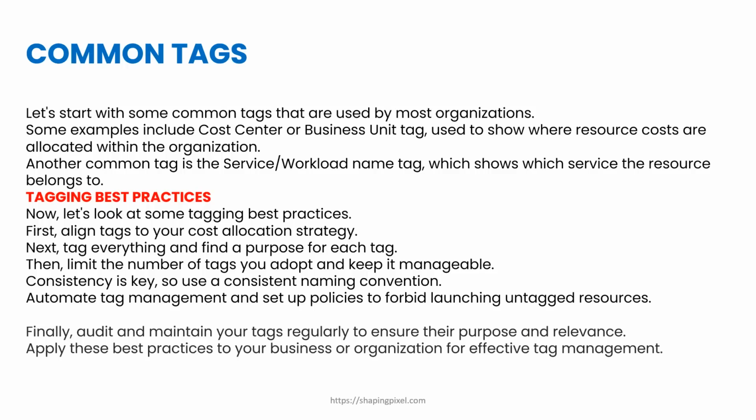So let's start with some common tags that are used by most organizations. Some examples include the cost center or business unit tag, used to show where resource costs are allocated within the organization. Another common tag is the service or workload name tag, which shows which service the resource belongs to. Now let's look at some tagging best practices.